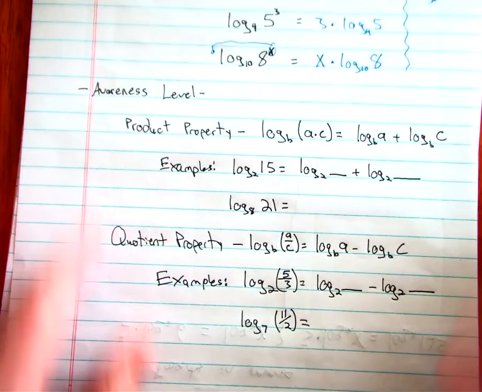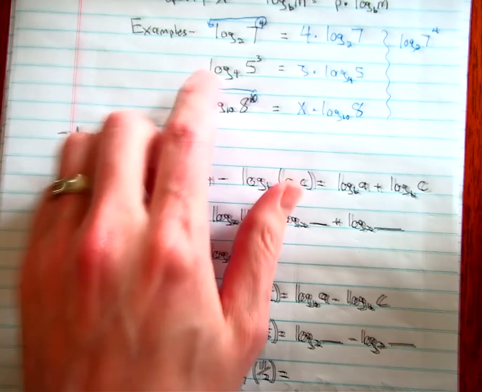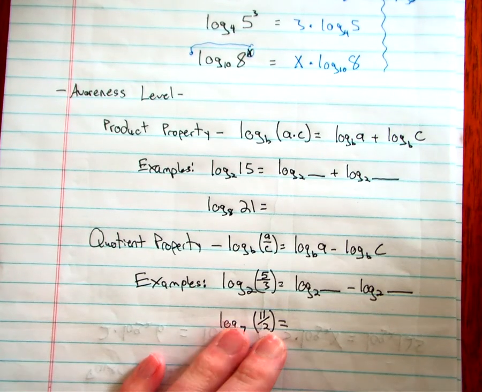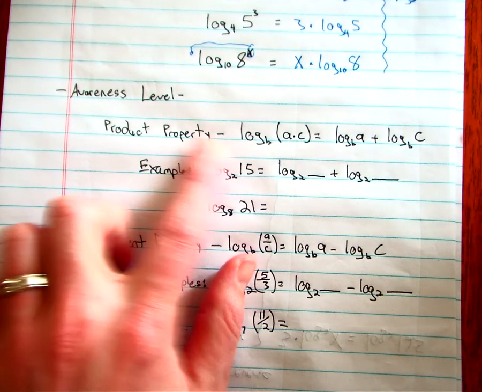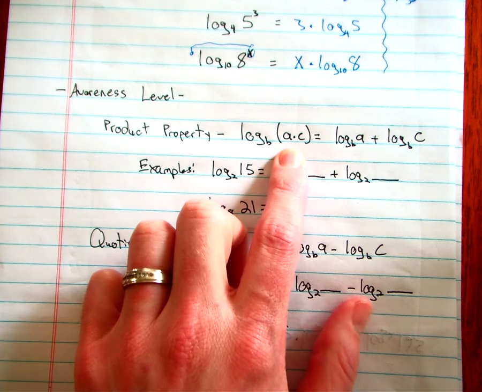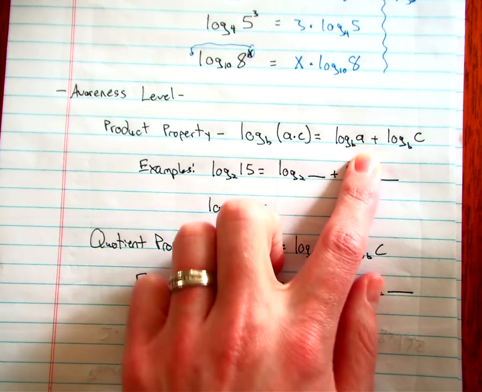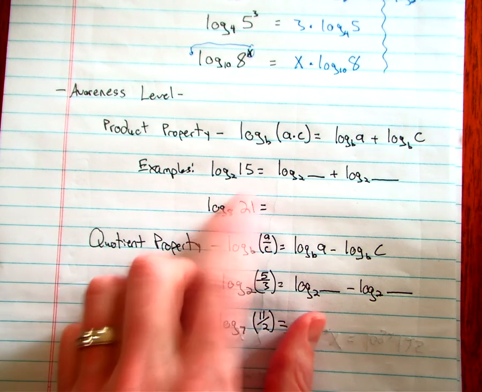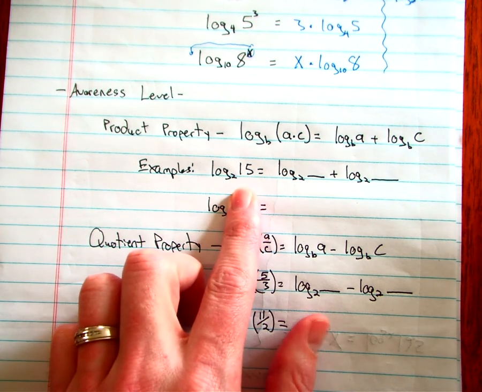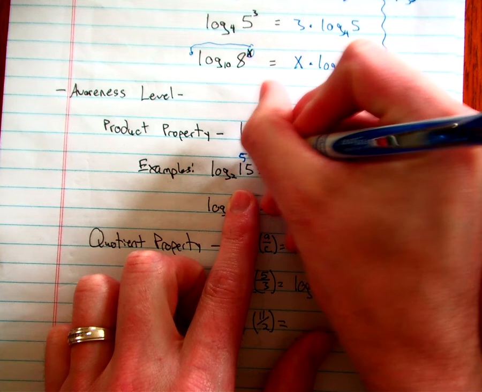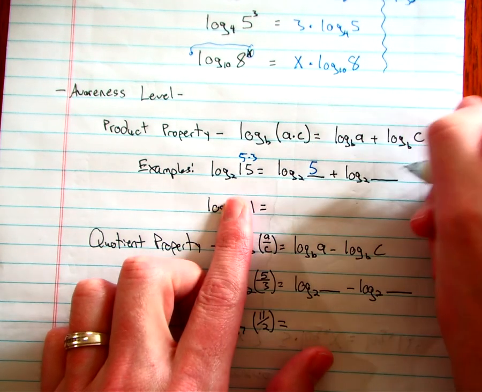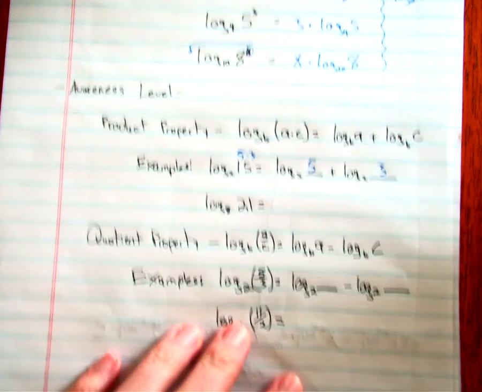Okay, some other properties of logs that we're just going to have an awareness level of. We're not going to spend the time getting used to them and using them, just with the whole online school kind of thing, trying to keep it to the basics. The product property: log base b of a times c can be split apart into 2 logs being added together, log base b of a plus log base b of c. So if you had log base 2 of 15, that's 5 times 3, I could split it up into log base 2 of 5 plus log base 2 of 3.